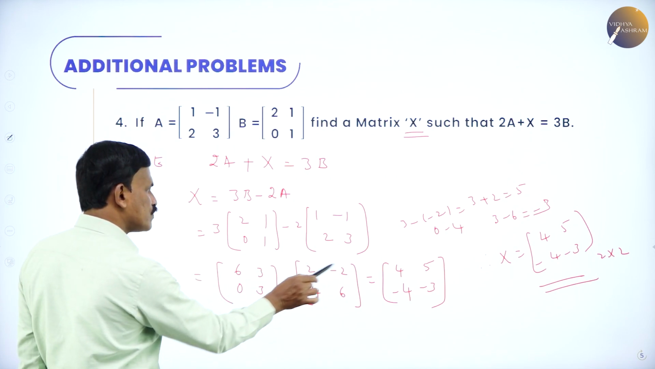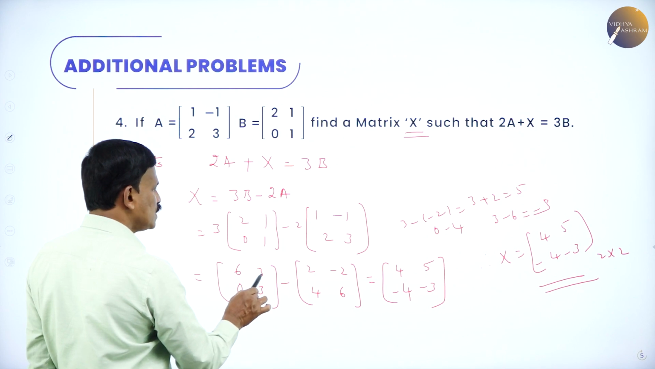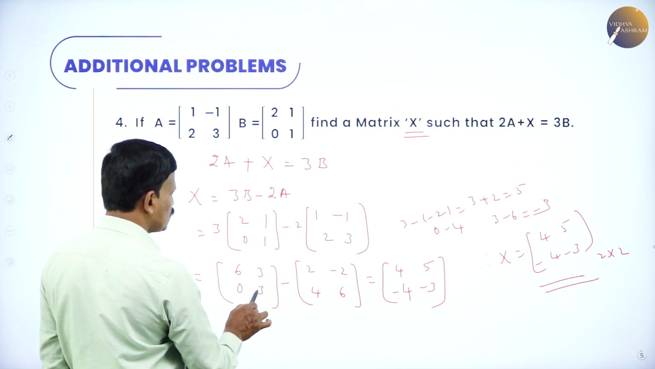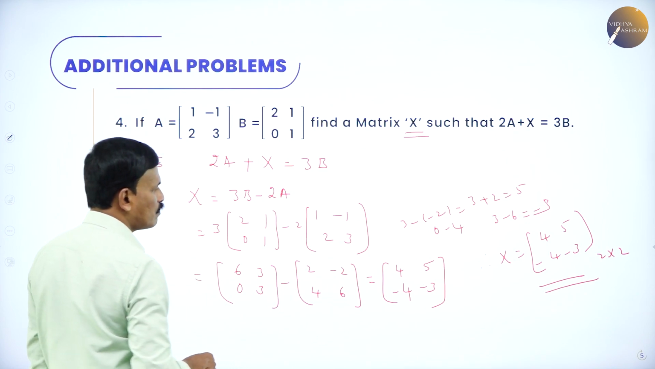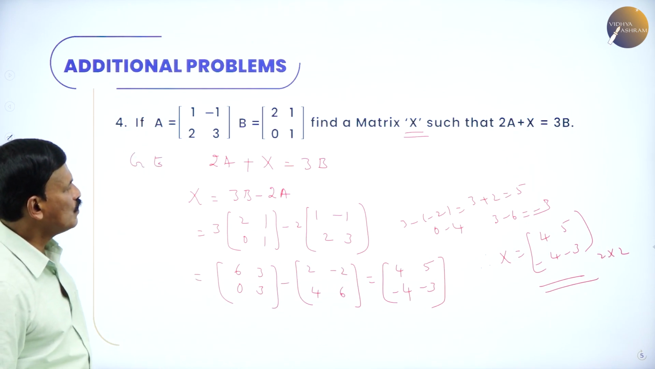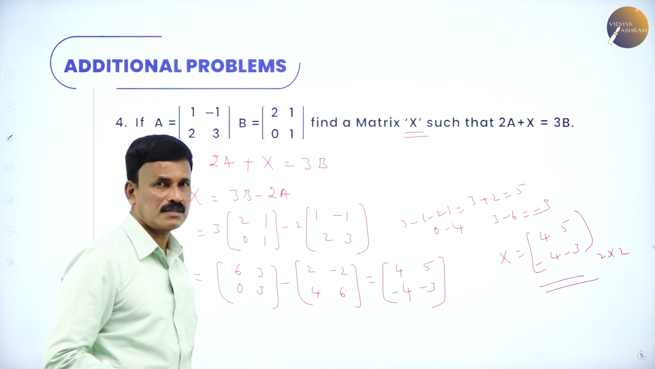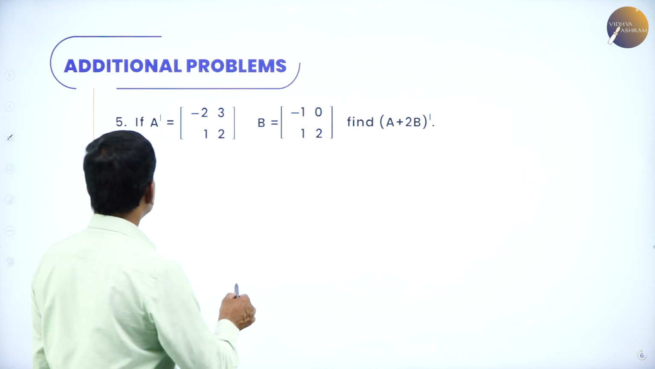Subtract this. 6 minus 2 is 4. 3 minus of minus is plus, 3 plus 2 is 5. 0 minus 4 is minus 4. 3 minus 6 is equal to minus 3. Therefore, X is equal to 4, 5, minus 4, minus 3 is the simplified answer. Right. Next, coming to the next problem.